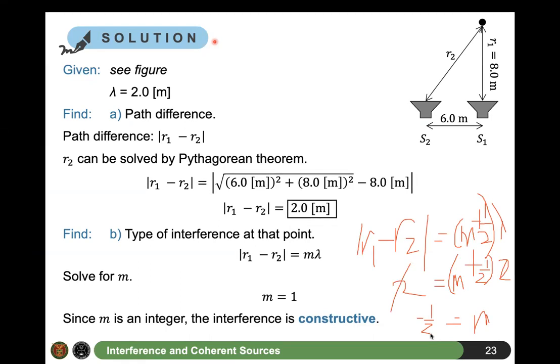So gusto ko lang ipakita na talagang constructive lang yung pwede mo makuha. So at any location, isa lang yung pwede ma-observe, either constructive or destructive. So you can try for both conditions. Kapag yung M na lumabas mo is not integer, then hindi pwede yun. Kailangan laging integer. Okay?